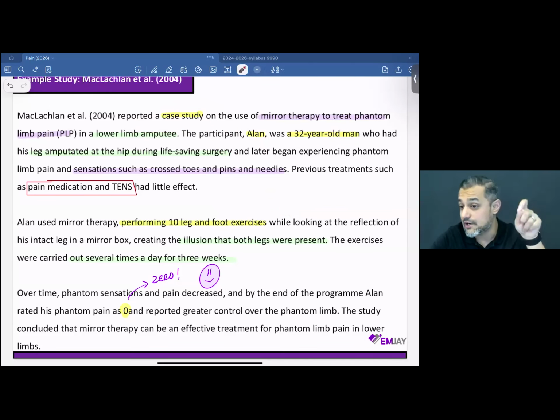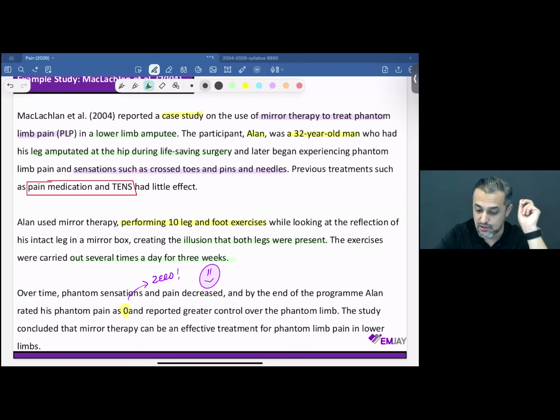So over time, phantom sensations and pain decreased, and by the end of the program, Alan rated his phantom pain as 0 and reported greater control over the phantom limb. So now the gentleman could actually control his phantom limb. Remember the different sensations here, here, and here. So the study concluded that mirror therapy can be an effective treatment for phantom limb pain in lower limbs. So in lower limbs, at least, I'd want to highlight this.